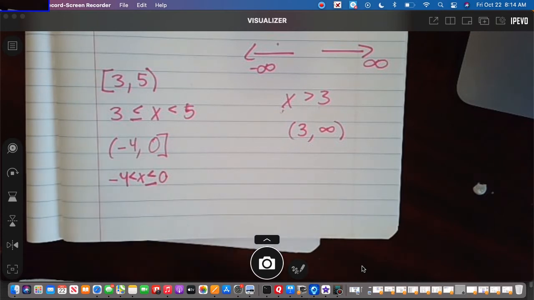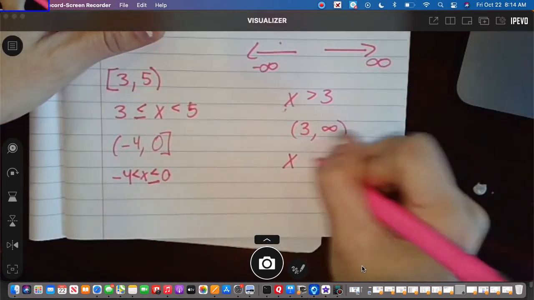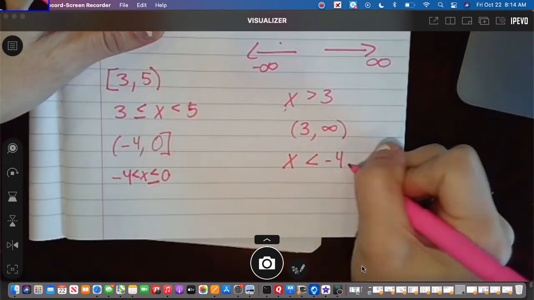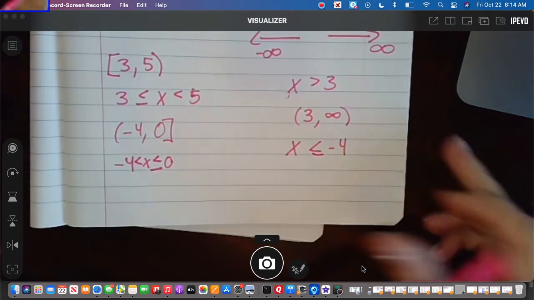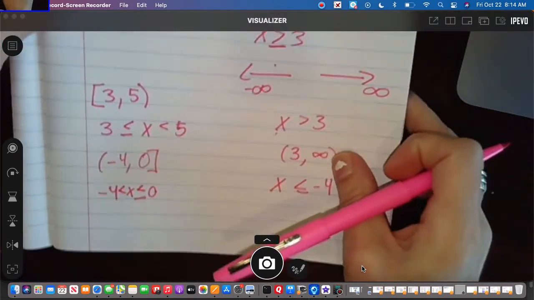Questions? Let me try another one like that. What if I had x is less than or equal to -4? I'm going to do that. All right. I did that.